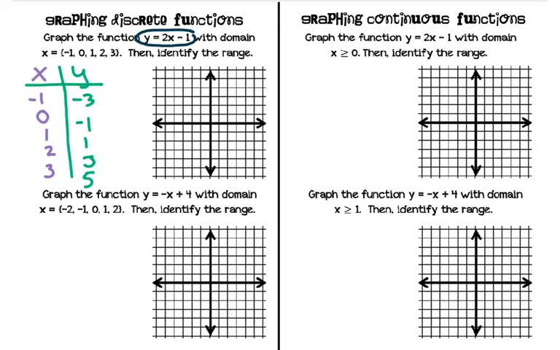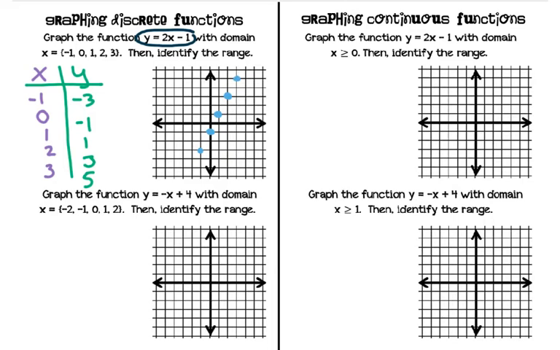So now we would graph them. -1, -3. And because this tells us it's a discrete and we only want these points, we're going to only plot these and we're not going to connect them. 0, -1. 1, 1. 2, 3. And then 3, 5. Okay, so that's the discrete graph.